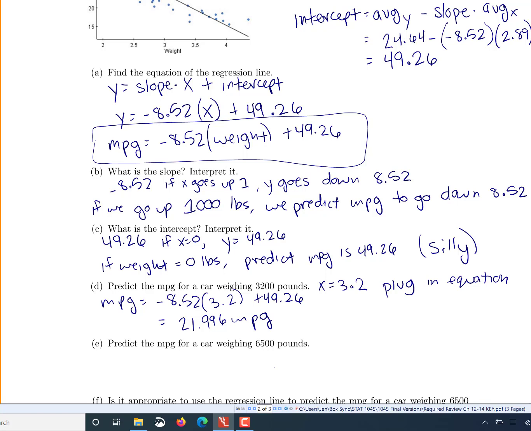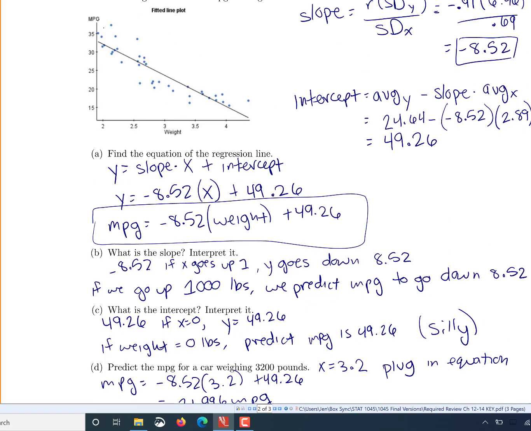And predict the miles per gallon for a car weighing 6,500 pounds. Well, that would be x equals 6.5, and we just plug it in. So miles per gallon equals negative 8.52 times 6.5 plus 49.26, which gives me negative 6.12 miles per gallon, which should probably make you say, wait, what? You can't have negative miles per gallon. So let's go back up and look and see what might have happened.